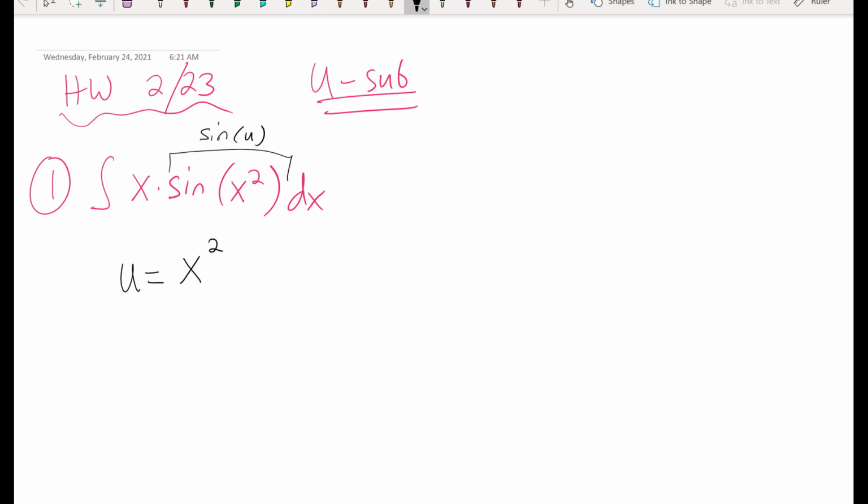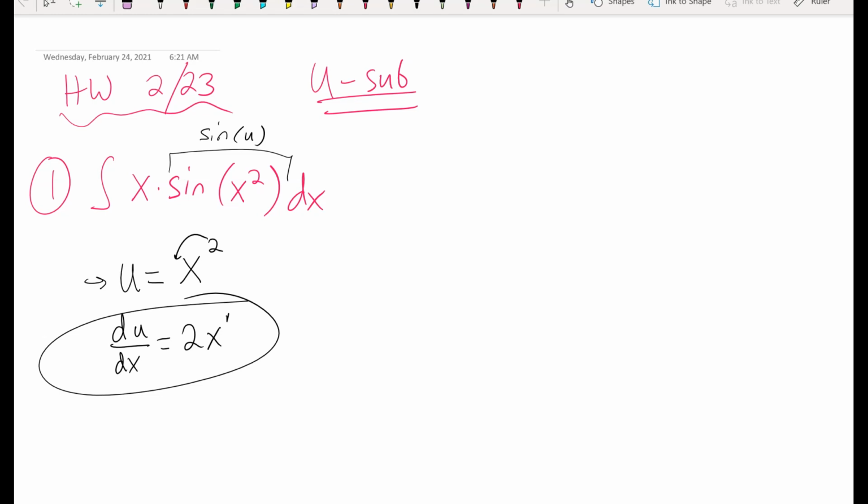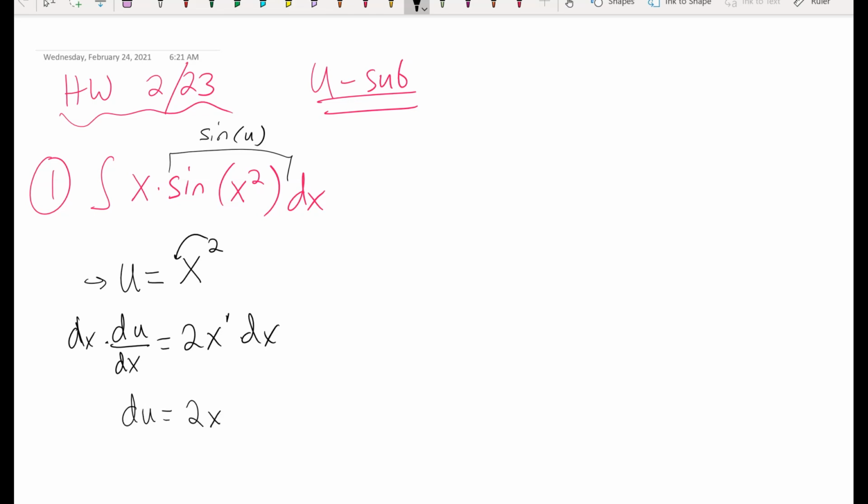My next step is always to differentiate u. So the derivative of u with respect to x, du over dx, is, remember I could bring the exponent down and multiply and subtract 1 from it. Generally, this form isn't too useful to us though. So if you remember from class, I multiply both sides by dx to just get du is equal to 2x dx.